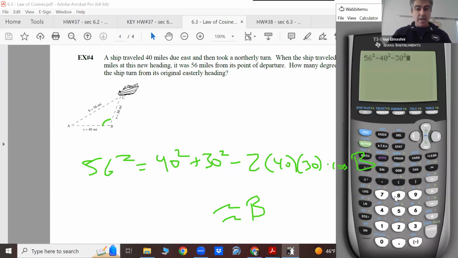But don't subtract the other one just yet. You've got to divide it. Then divide it by parentheses, and it's going to be negative, by the way. It is going to be negative: negative 2 times 40 times 30. And then take inverse cosine of that.